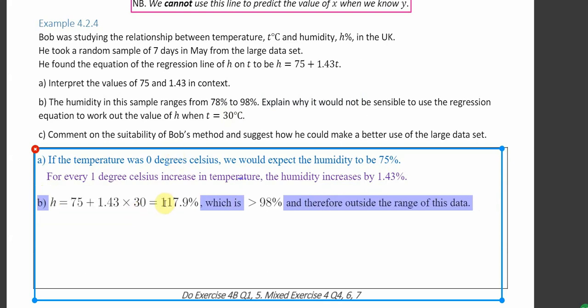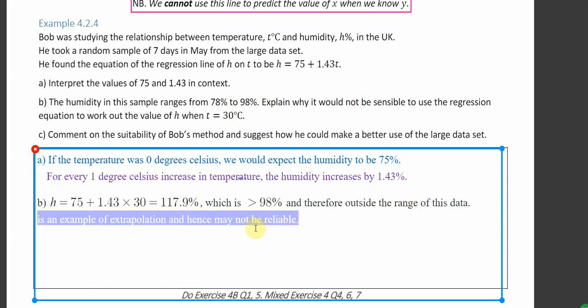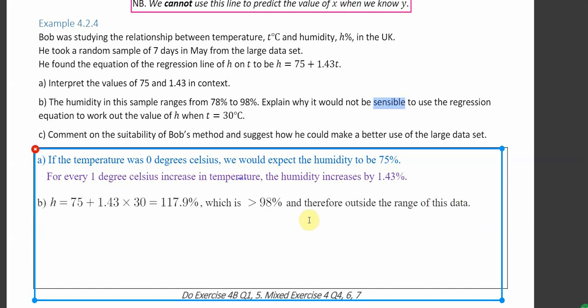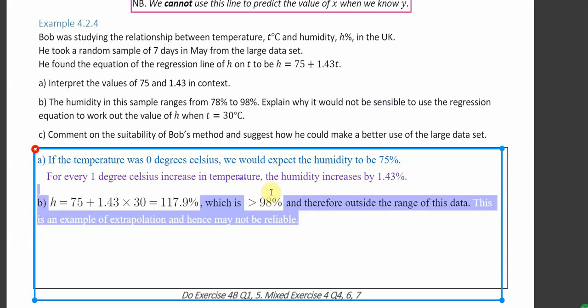So if we let t equal 30, we get h is 117.9%, which is greater than the highest humidity in the sample, and therefore it's outside the range of this data. This is an example of extrapolation, and hence may not be reliable. So it's not sensible to use our regression equation to predict the value of h when t is 30.